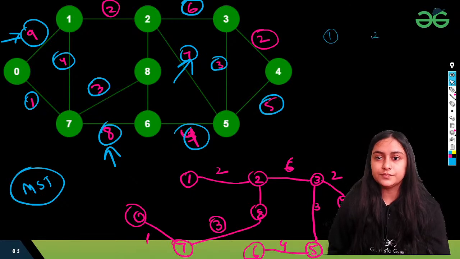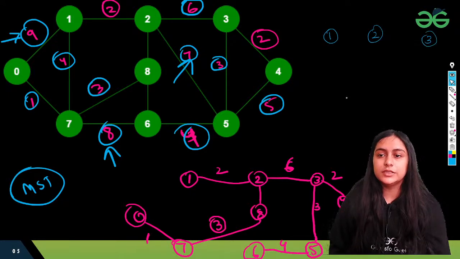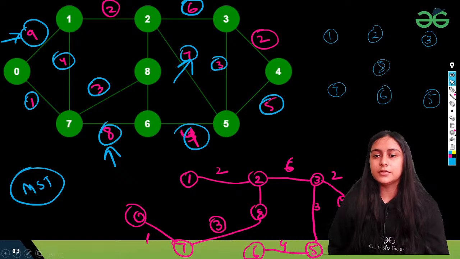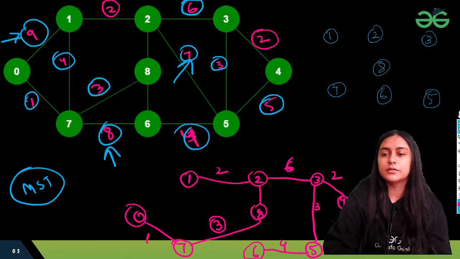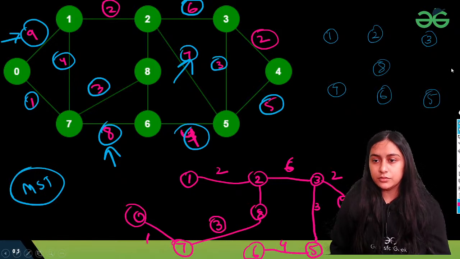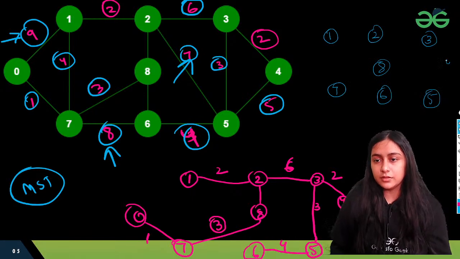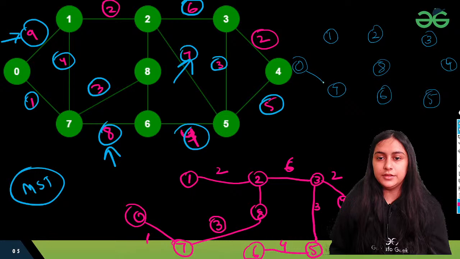1, 2, 3, 7, 6, 5, 8. Okay, and 4. Oh, wait. Okay, yes, 4, and इधर 0. And according to me, this is the minimum spanning tree of this graph. इस ग्राफ का minimum spanning tree यही है.